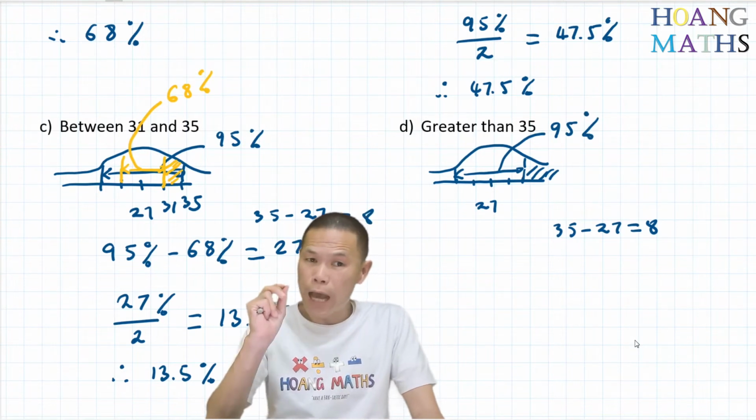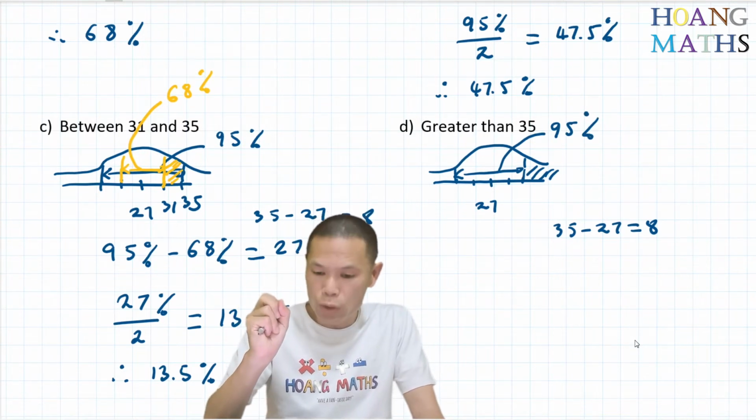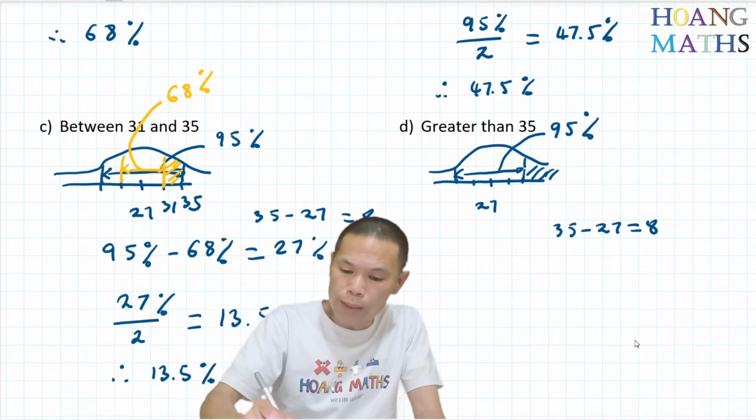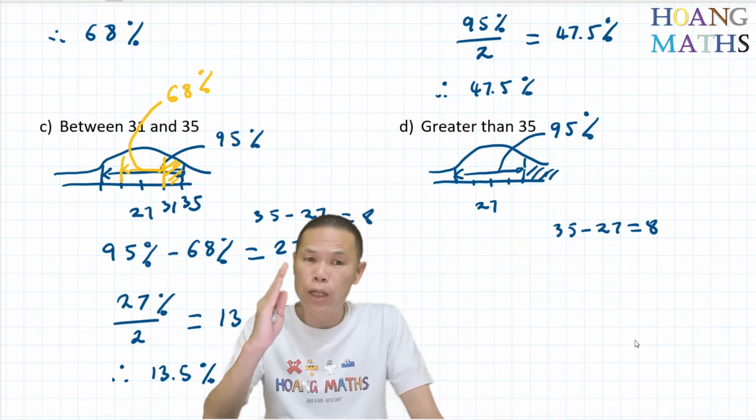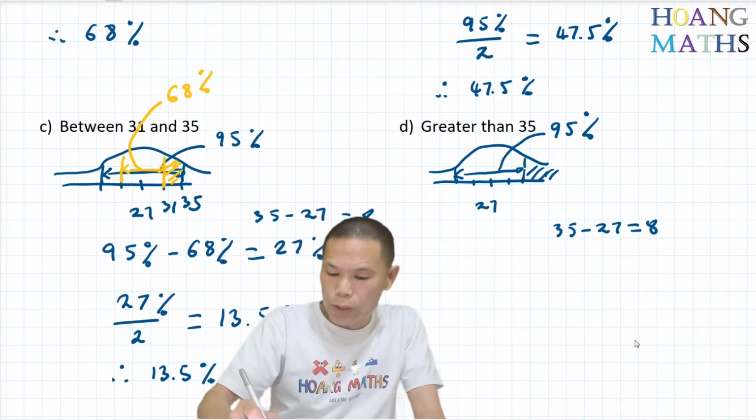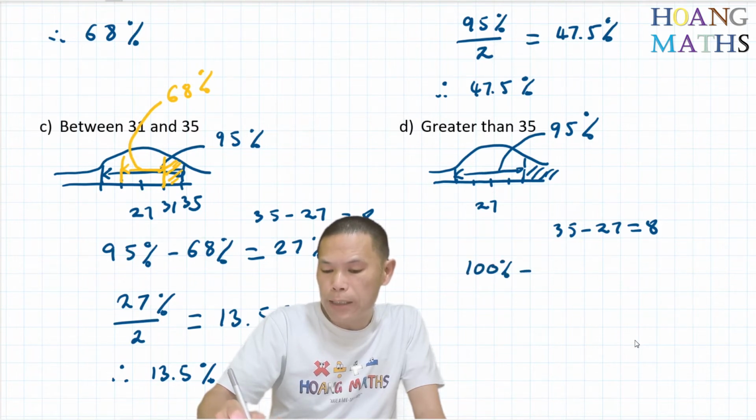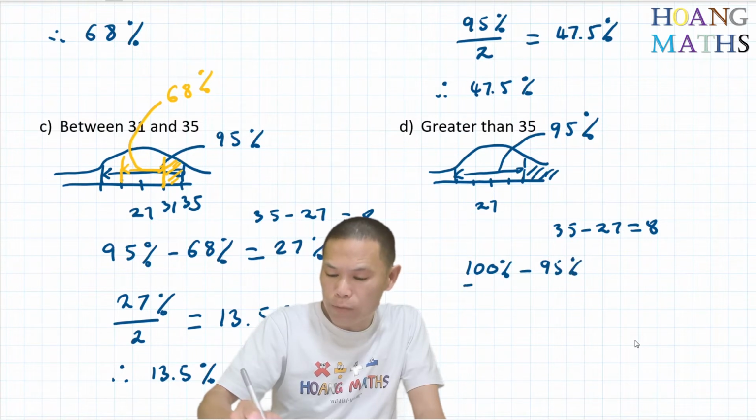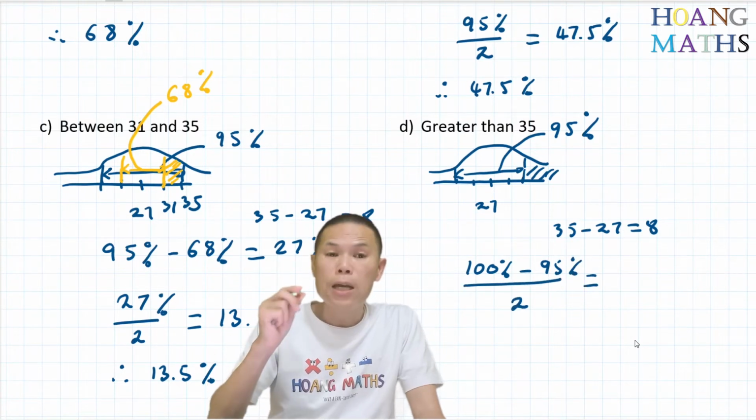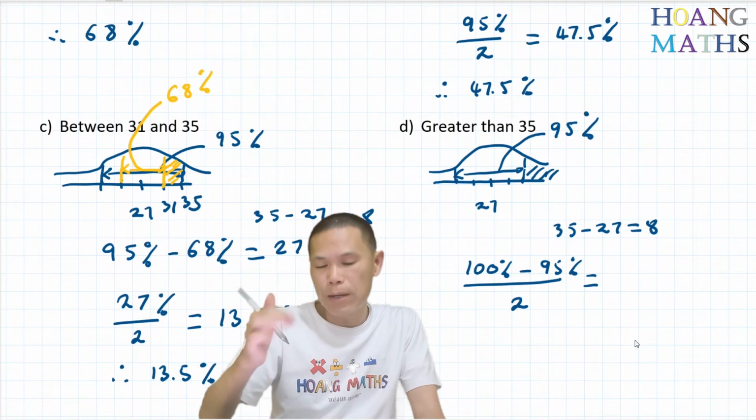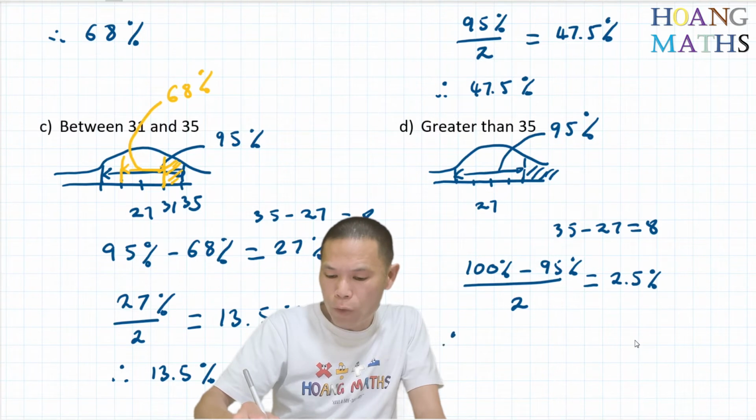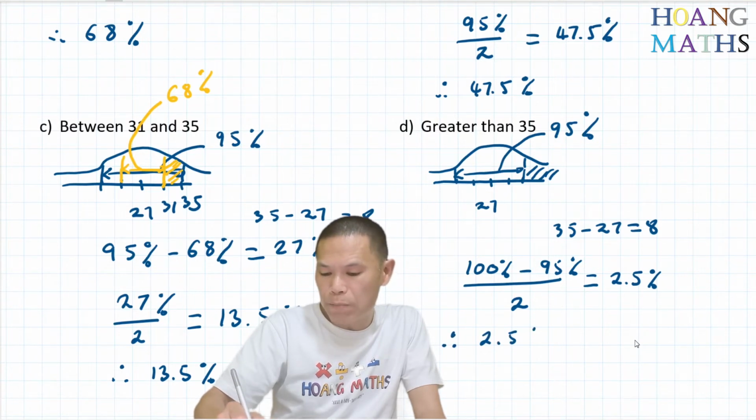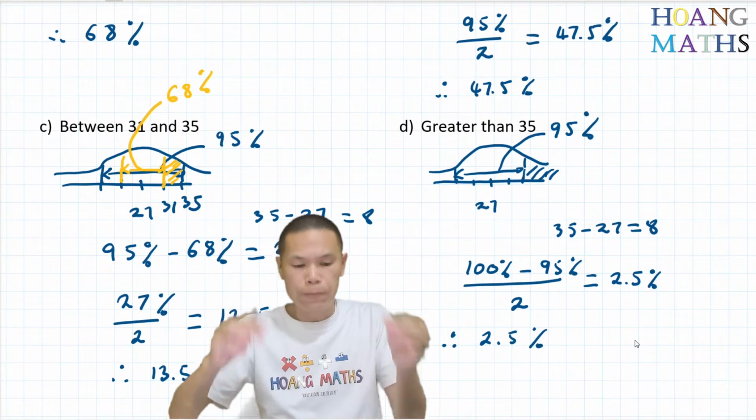So what that means is 100% minus 95% will give me 5% for this side here as well. So I must divide by 2 because we're only after the top end. So I just go 100% minus 95%, and then we divide by 2. So 100 minus 95 is 5, divided by 2 is 2.5. So there you go. Therefore, 2.5%.